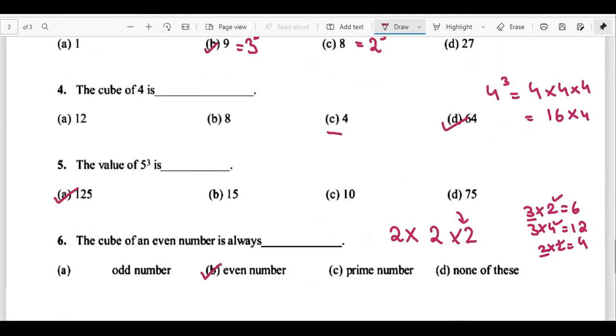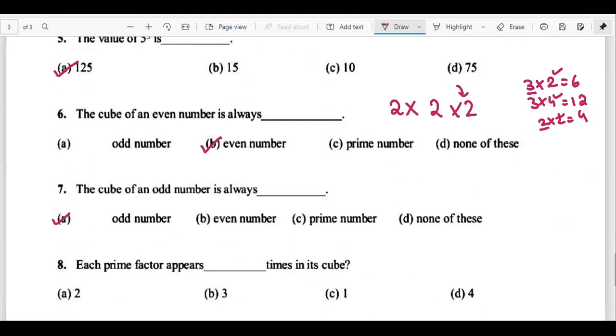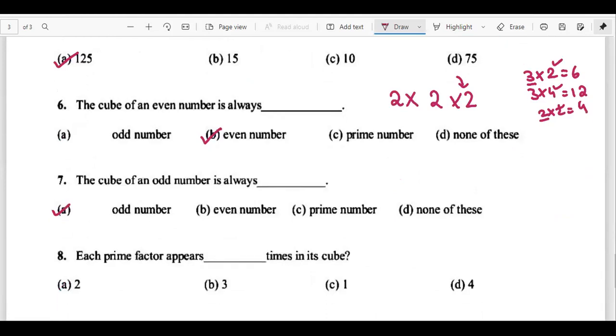So let's think of a number. Let's say we have 64. We know that 64 is a perfect cube, right? We have just discussed that in a question. So let's talk about the prime factorization of 64. What is the first, the smallest prime factor for 64? It is 2.